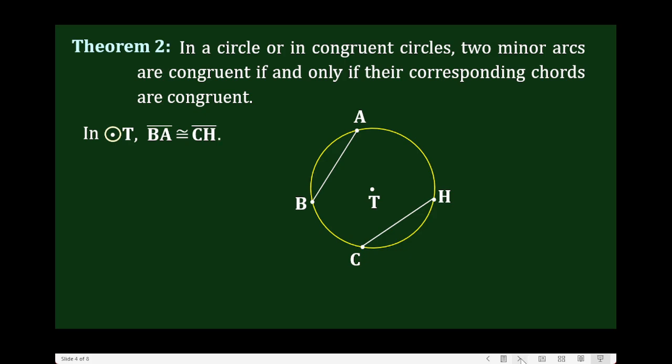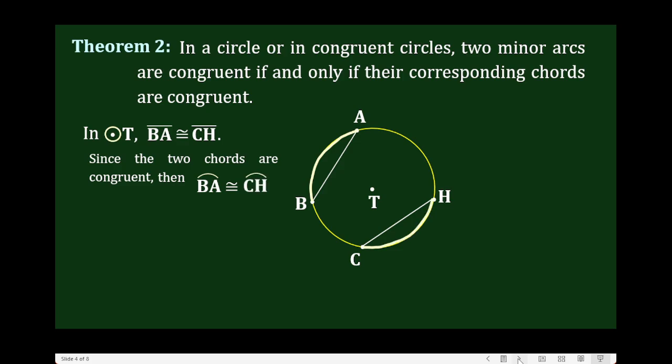So what does this imply? Based on the statement, if two chords on the same circle are congruent, then their corresponding arcs are also congruent, meaning arc BA is congruent to arc CH. So that is what theorem number 2 means.